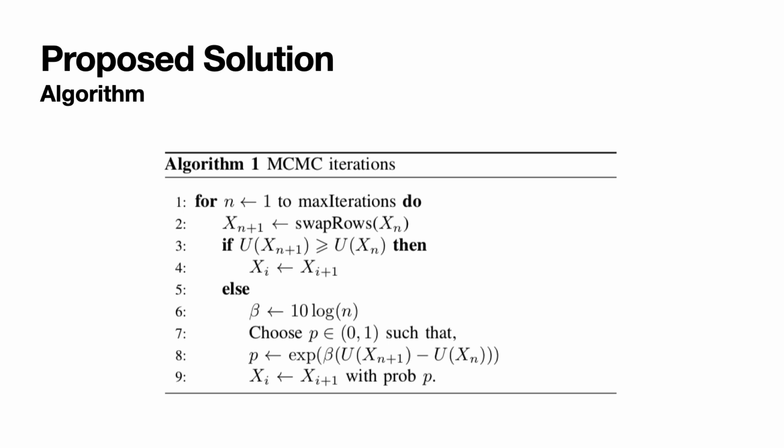If the utility is higher, we update the xn to the new xn plus 1. If not, we only update it with a certain probability, which is a function of the difference between their utility. This simple process is repeated several times until we arrive at a point where the utility increase plateaus, and that is our solution.